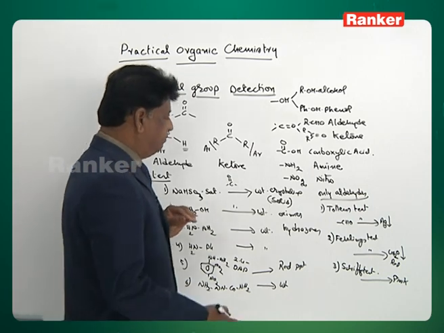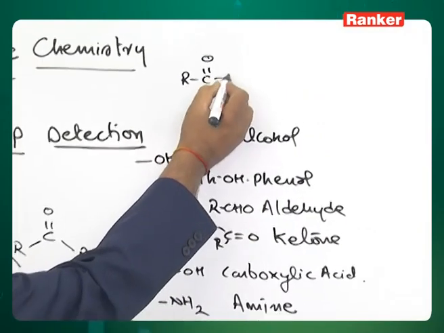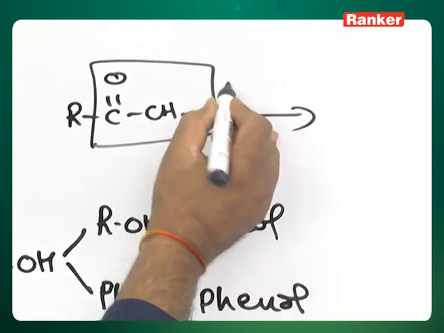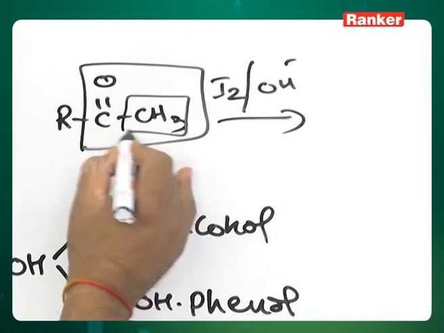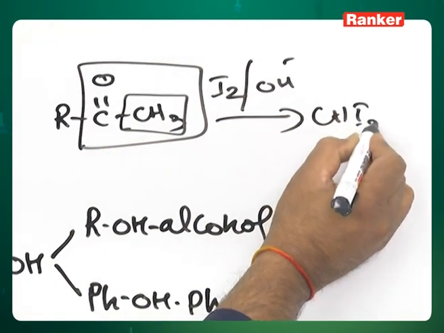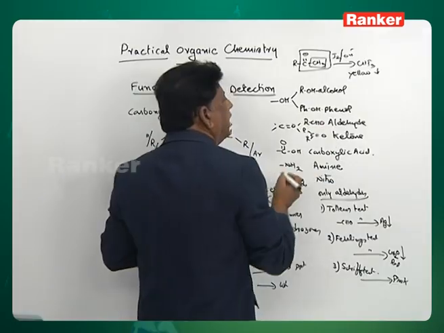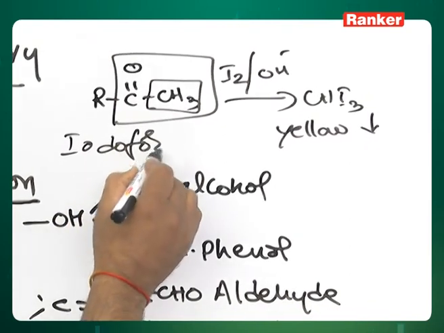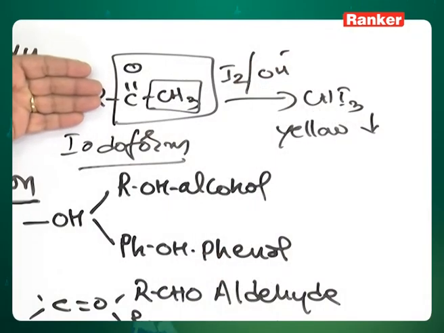for a specific type of ketones, that is a ketone containing a methyl on one side, when you add iodine in the presence of a basic medium, this methyl group is converted to CHI3, which is a yellow color crystalline compound. So this is called the iodoform test. The iodoform test is only for this type of ketones. Even here you can have hydrogen also, that is acetaldehyde also gives it.